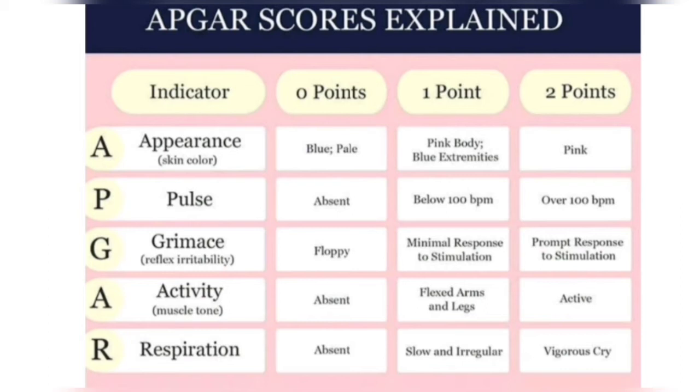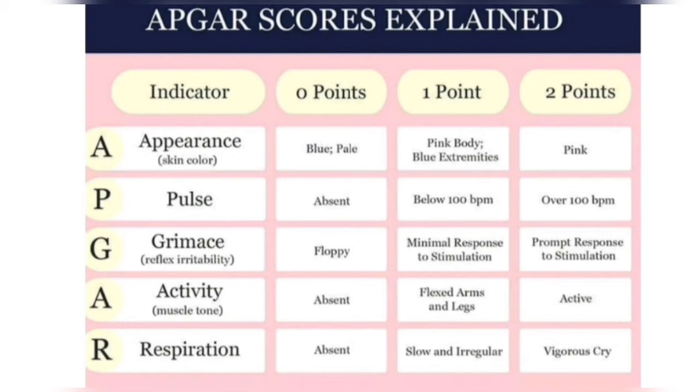In appearance, if the baby looks blue or pale, it gives 0 points; pink body but blue extremities, 1 point; total pink body, that is extremities and body look pink, then 2 points.